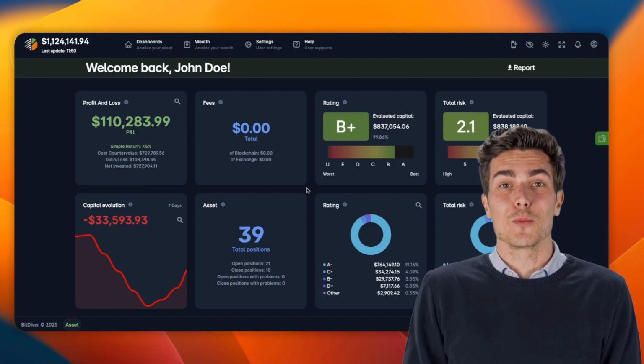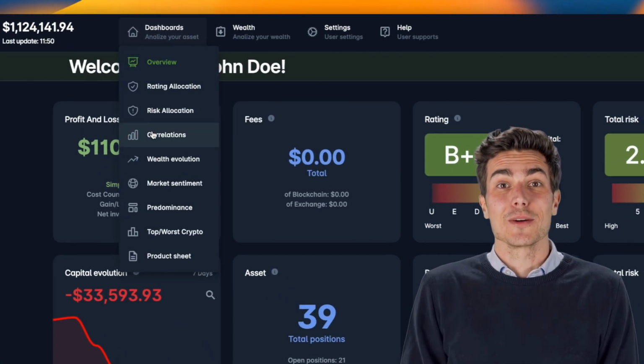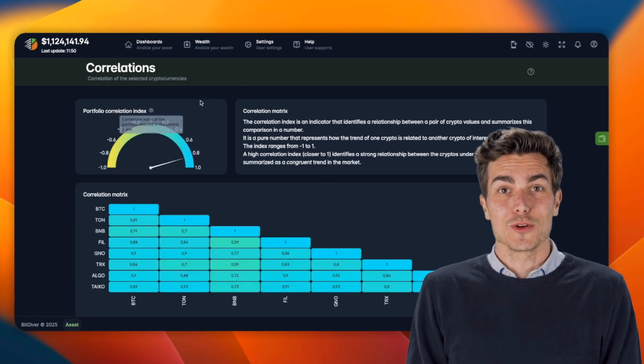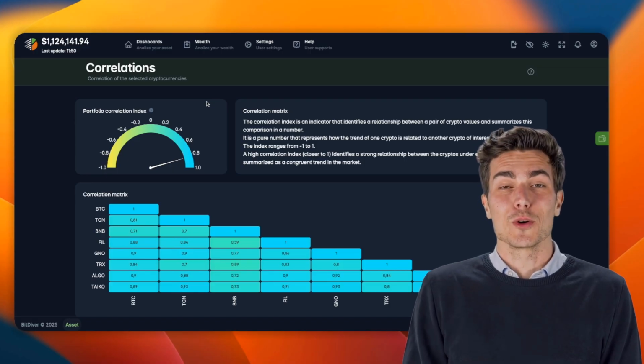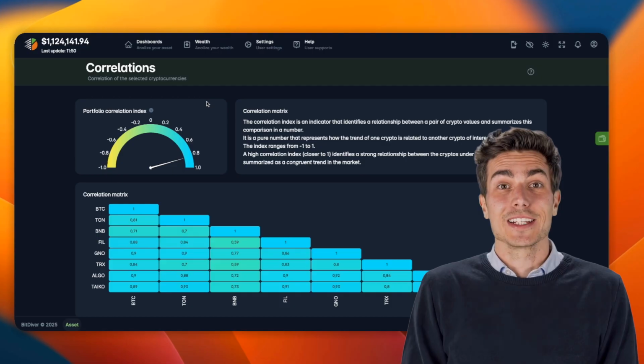In this short video, we'll learn how to read the correlation matrix, a tool that helps you understand how the cryptocurrencies in your portfolio move in relation to each other. Whether you're a beginner or an experienced investor, this page will help you see how your assets are connected.